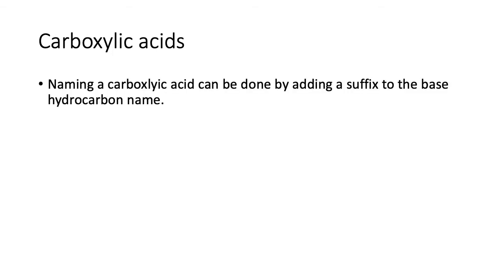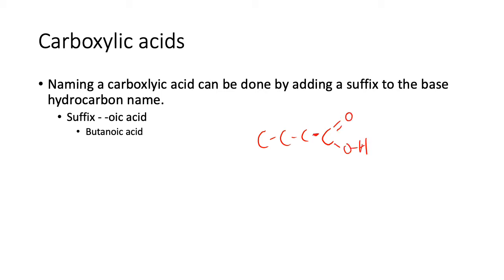Naming a carboxylic acid can be done by adding a suffix to the base hydrocarbon name. What's the suffix? It's oic acid. So we have butanoic acid, 1, 2, 3, 4 for but. Then a double bonded O to OH there, and then all your other things there. So that's C4H8O2.